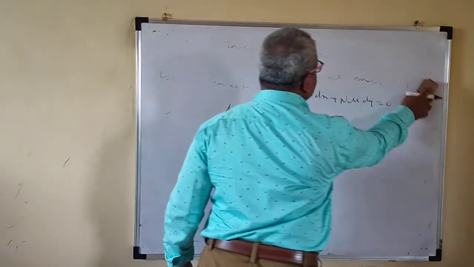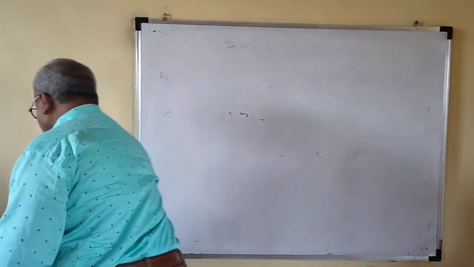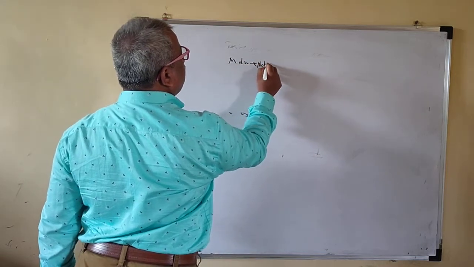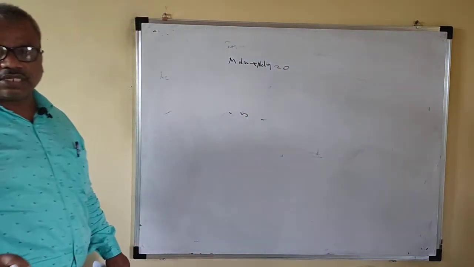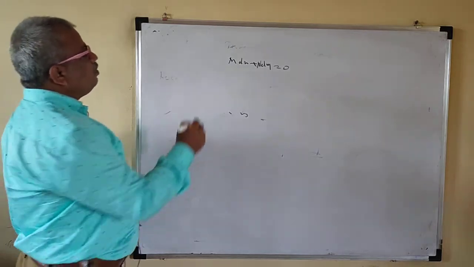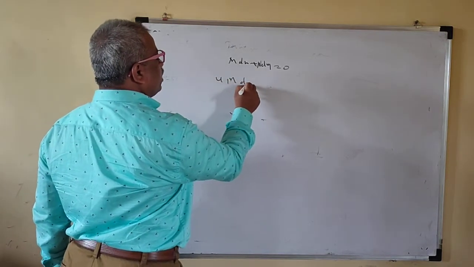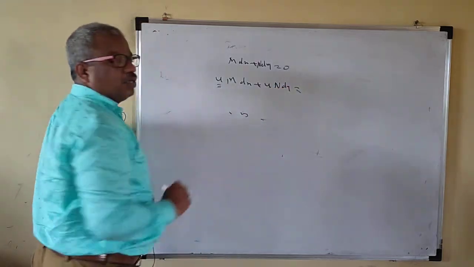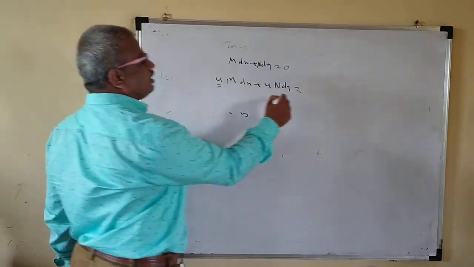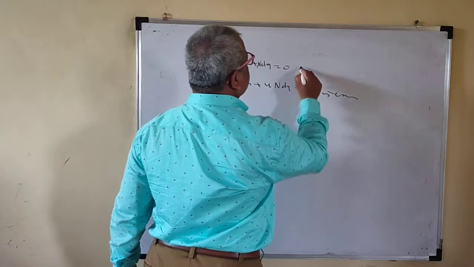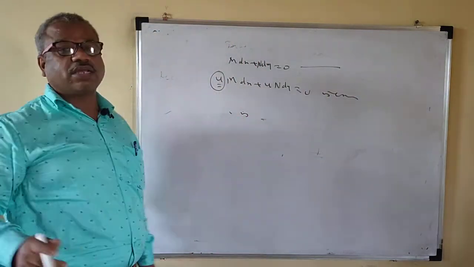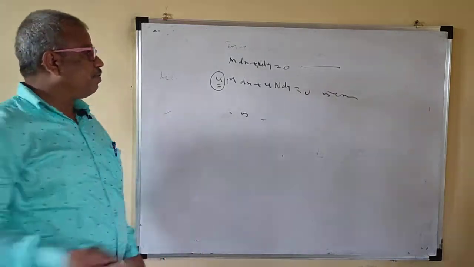So when we say that μ is an integrating factor, suppose M dx + N dy = 0 is not exact. If you multiply this differential equation by μ, which is a function of x and y, and it becomes exact, that means μ is the integrating factor.